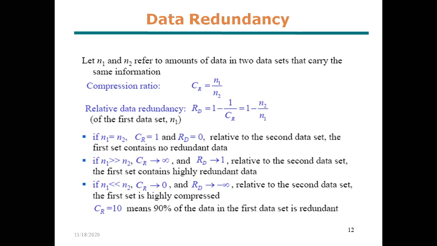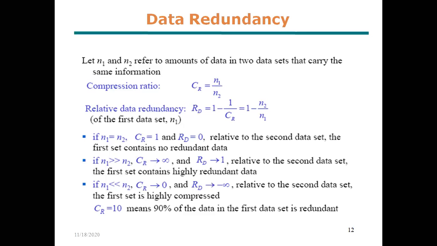That is RD equal to 1 minus 1 by CR, which we use for the relative data redundancy with respect to the data set N1. If you substitute CR equal to N1 by N2, then RD is equal to 1 minus N2 by N1. So from this expression, I want to know what the compression ratio and the relative data redundancy are, depending on the relation between N1 and N2.